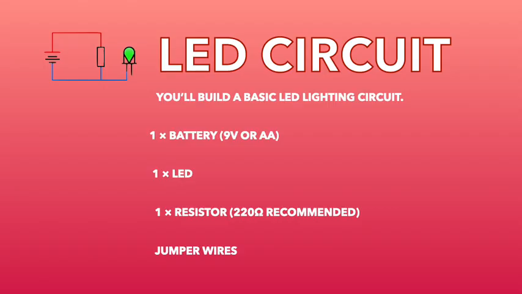To assemble it, connect the positive side of the battery to one end of the resistor. Then connect the other end of the resistor to the long leg of the LED, the positive side, called the anode. Next, connect the short leg of the LED, the cathode, back to the negative side of the battery using a jumper wire. When the circuit is complete, electricity flows through the loop and the LED lights up.